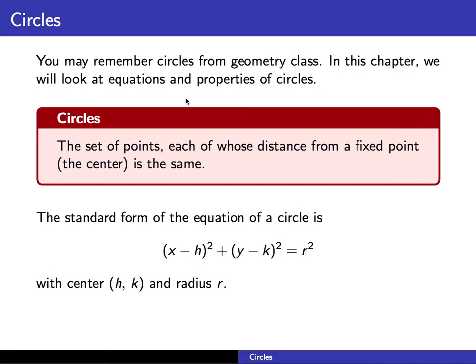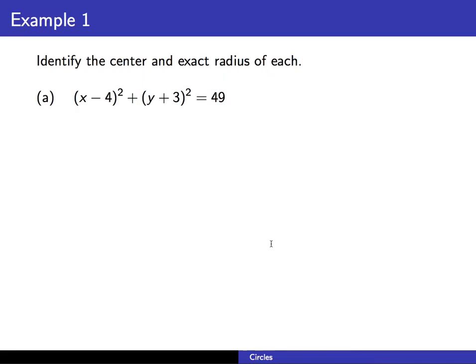So the standard form of the equation of a circle is (x minus h) squared plus (y minus k) squared equals r squared, where our center is (h, k) and our radius is r. We saw a little bit of a preview of this with parabolas, where the parabolas that opened up or down had the (x minus h) squared, and the parabolas that opened left and right had the (y minus k) squared.